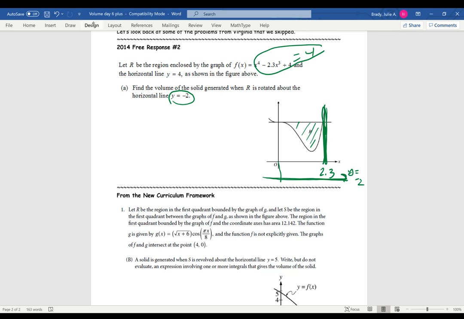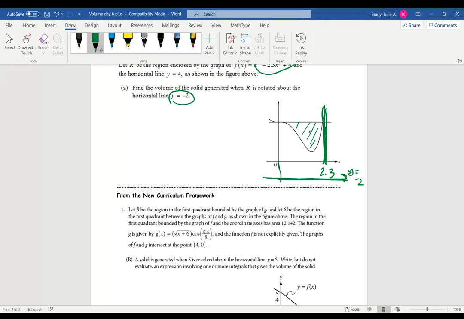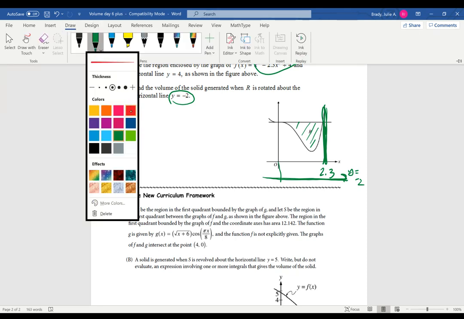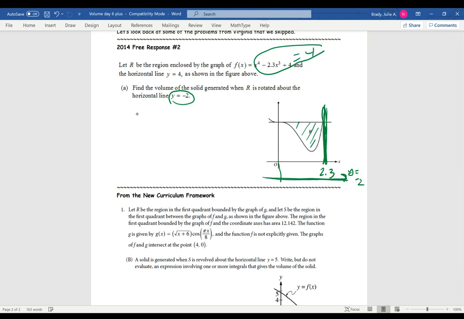Okay, let me get a different color. The first thing we need to do is start on the line, and you're either going to go up or down. It's going to depend on your function, but I'm going to start on the line and go straight up or straight down. When you start to practice the horizontal rotation, you go left to right. Okay, so here we are, and that's going to be the little r.